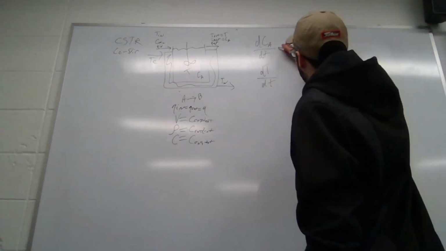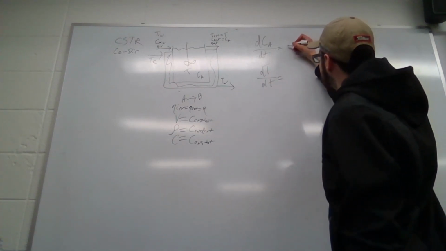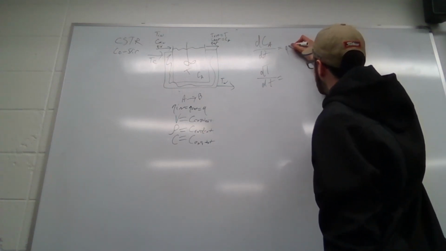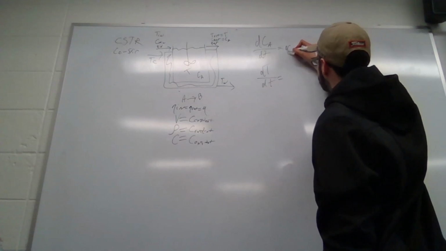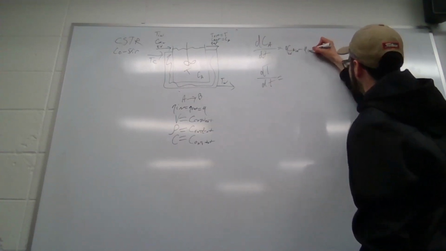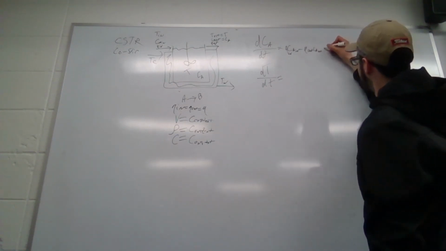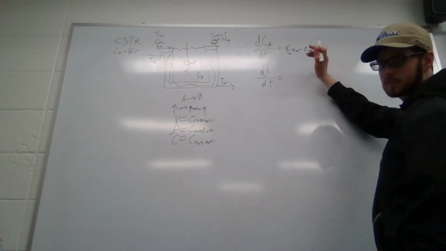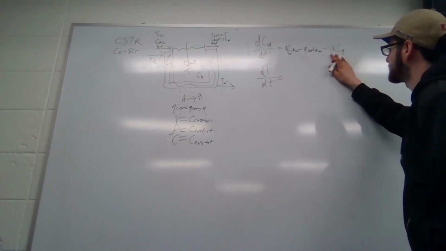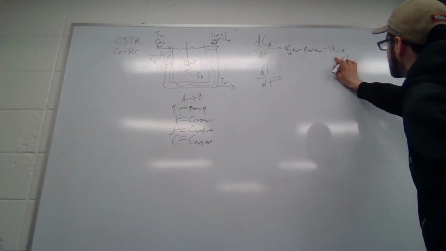We know the change in the concentration of A is equal to Q in times the concentration of A in, minus Q out times the concentration of A out, minus whatever's reacted. So it's in minus out minus consumed, and in this case consumption is the volume times the rate times concentration.